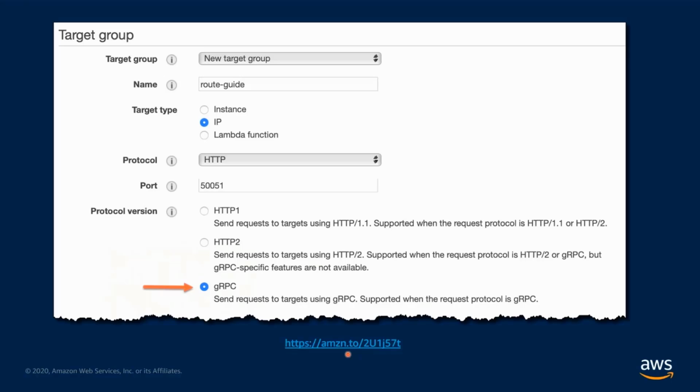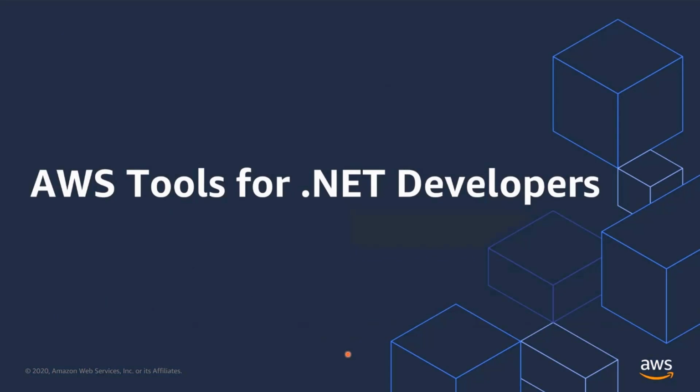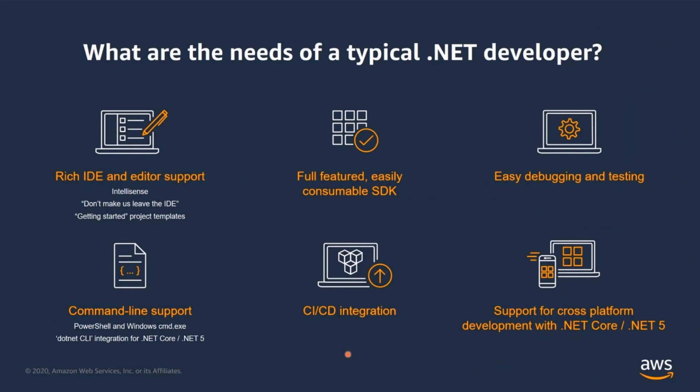All right, now let's take a quick look at some of our development tools. And when we look at .NET developers, we focus on what's important to those .NET developers. One, we want a rich IDE and editor support. We want it fully featured and easily consumable SDK. Want it to be an easy debugging and testing experience. Want to have command line support, CI/CD integration, and support for cross-platform development with .NET Core and .NET 5.